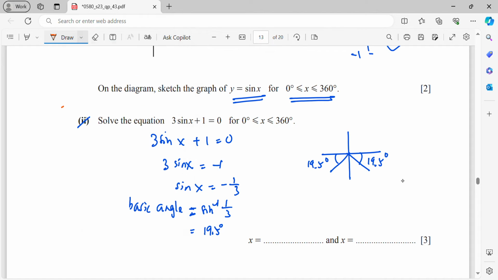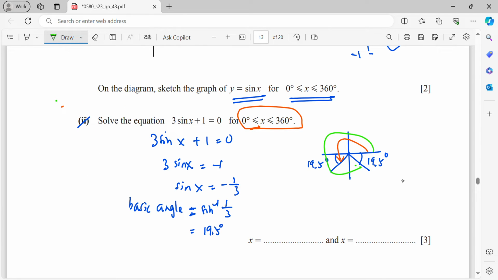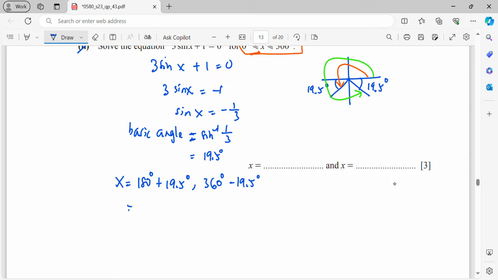And now by looking at the quadrant, I know that because your angle is counted from 0 to 360 degrees, my first angle is 180 degrees plus 19.5, and my second angle is going to be the green color, which is 360 minus 19.5. So now I will get x equals 180 degrees plus 19.5 degrees and 360 degrees minus 19.5 degrees. So then this will be 199.5 degrees together with 340.5 degrees. So that's my solution of this question.